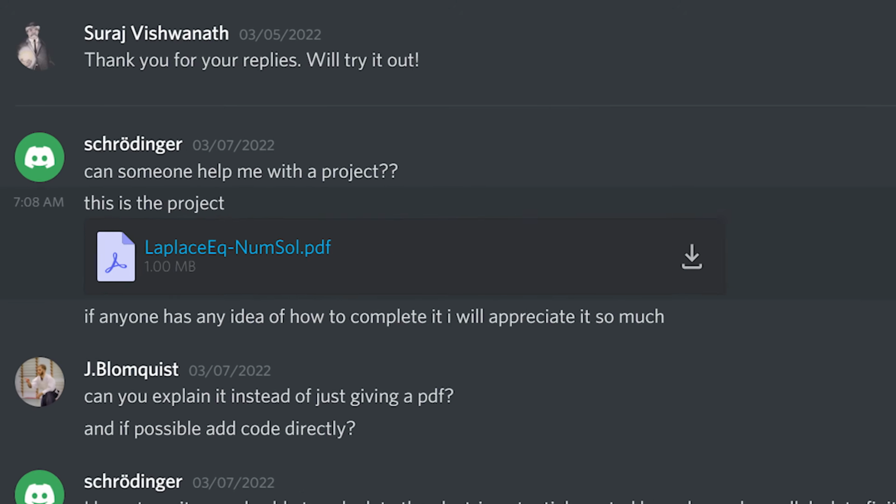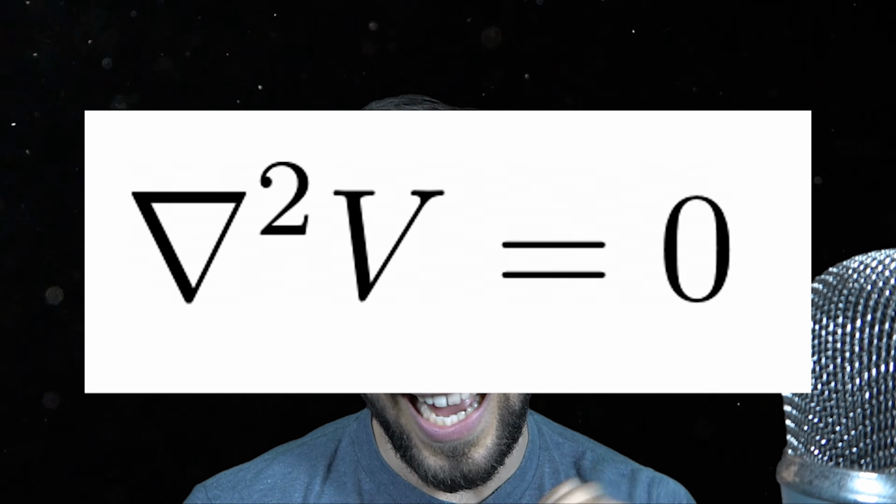Famous physicist Schrödinger is still alive, and he's in my Discord channel, and he asked for help with solving Laplace's equation. And me, being a good fellow physicist, I can't turn down someone like Schrödinger a request like this. So today, I'm going to show you how to solve Laplace's equation using very, very simple techniques in Python.